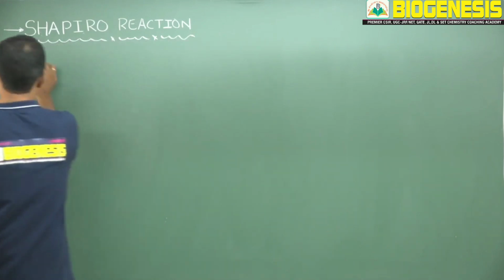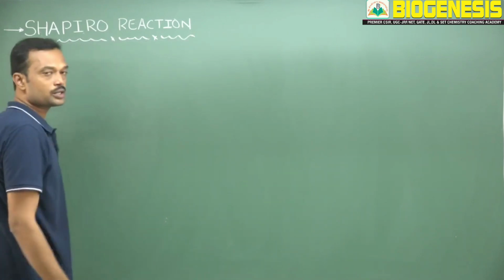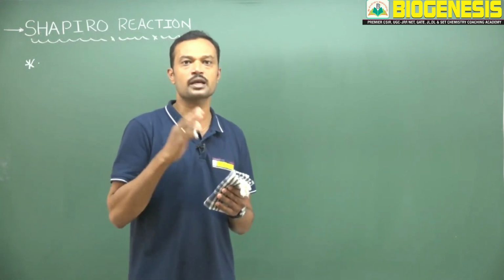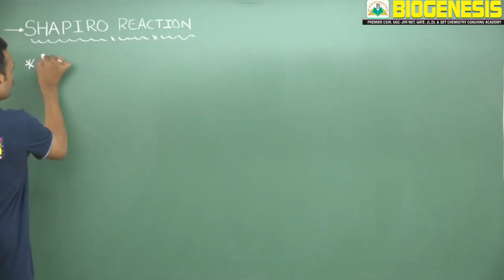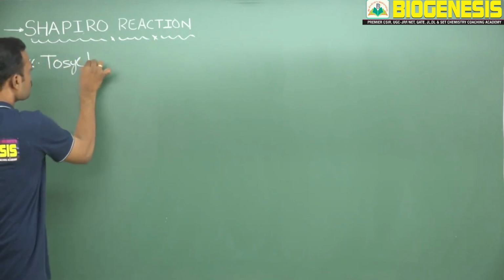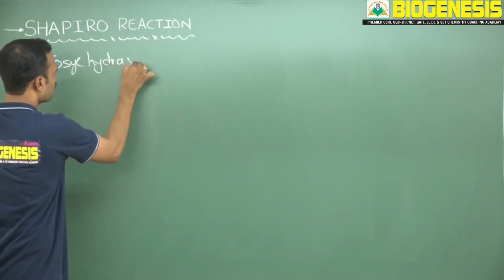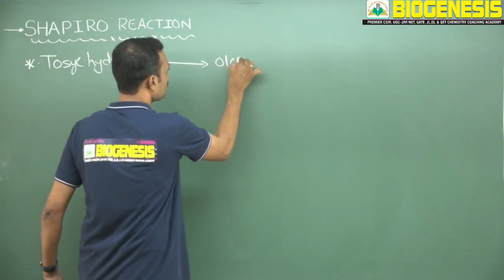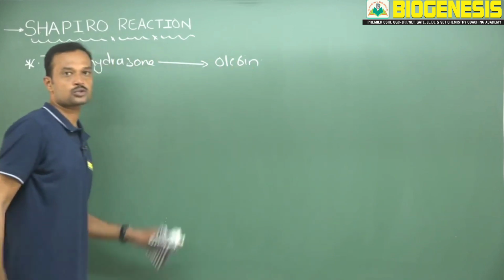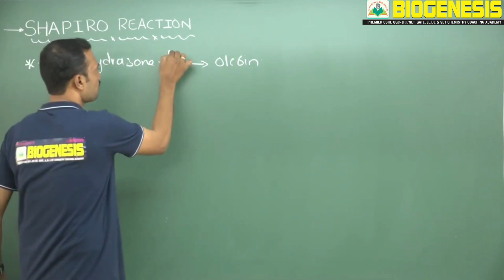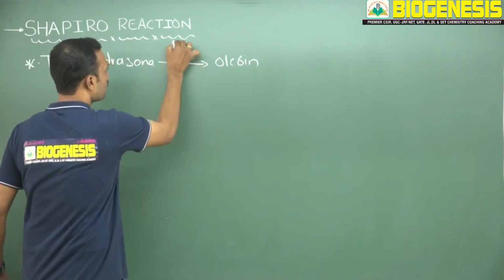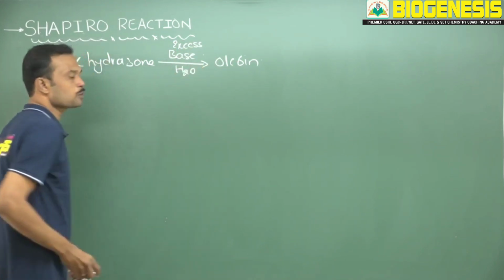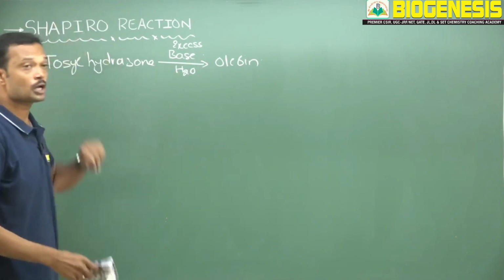So what actually is the Shapiro reaction? Shapiro reaction is the conversion of tosyl hydrazone to the corresponding olefin. It is a base catalyzed reaction. Here we are converting a tosyl hydrazone, which gets converted to an olefin, meaning we are preparing an olefin. Tosyl hydrazone reacts with a base. Here definitely we are using an excess amount of base, followed by hydrolysis, that is responsible to give the olefin. So this is called the Shapiro reaction.